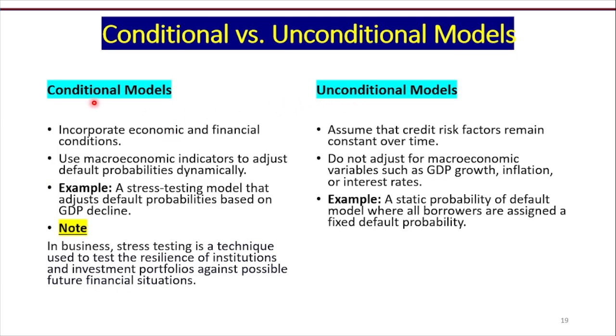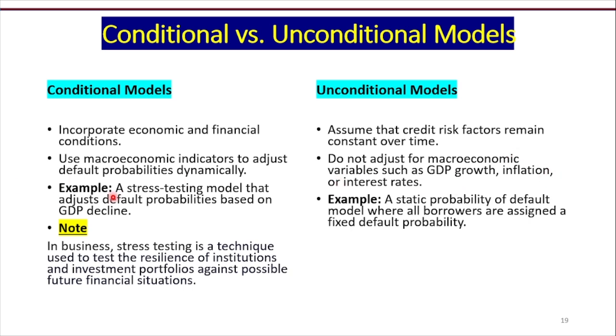I have discussed the conditional and unconditional models in detail, so you can also see the difference between them. The conditional model depends mainly on economic and financial conditions, while the unconditional model assumes credit risk factors remain constant. The conditional model uses macroeconomic indicators to adjust default probabilities dynamically. In macroeconomics, they talk about indicators like GDP going up or down. The unconditional model does not adjust for macroeconomic variables such as GDP growth, inflation, or interest rate.